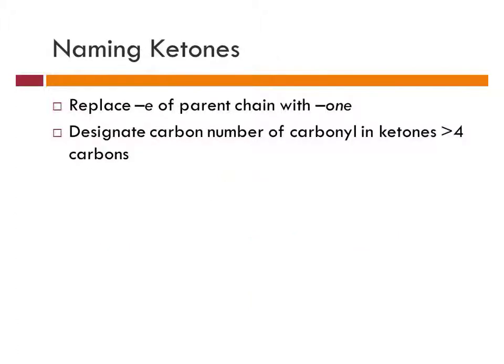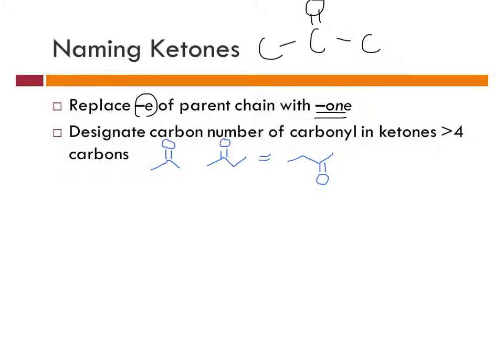Ketones are very similar, only to denote that our carbonyl group is in the middle of a chain, we need to replace that E of the parent chain with -one. So for ketones, we do need to designate with a number what carbon that carbonyl is attached to, because it's somewhere in the middle of the chain. However, we only need to do it if there's more than 4 carbons in our parent chain.